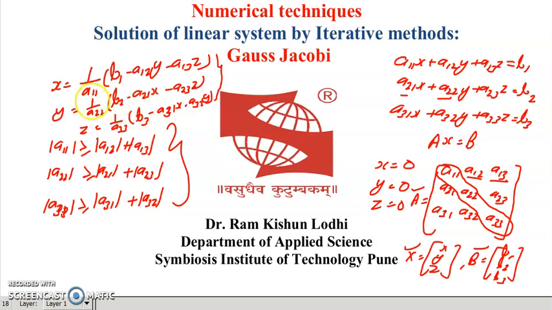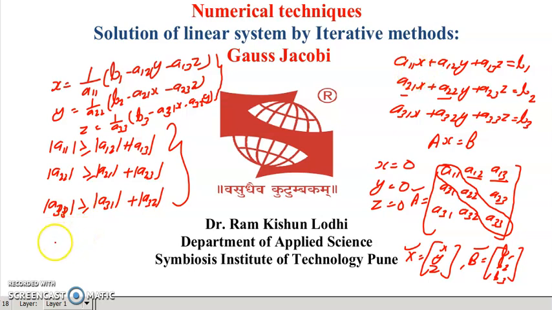Okay guys, suppose that sometimes the system of equations does not satisfy the diagonally dominant condition. When we rearrange the equations, it may then be satisfied. So if the condition is not satisfied, we have to try to rearrange the system of equations. How do we rearrange, guys?